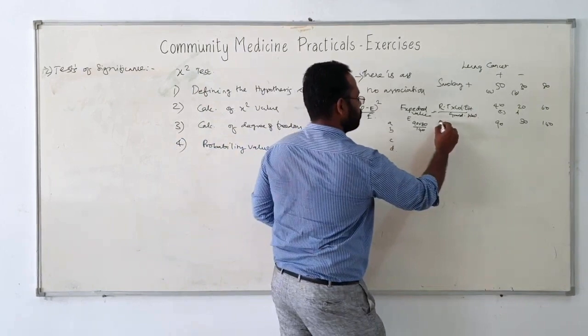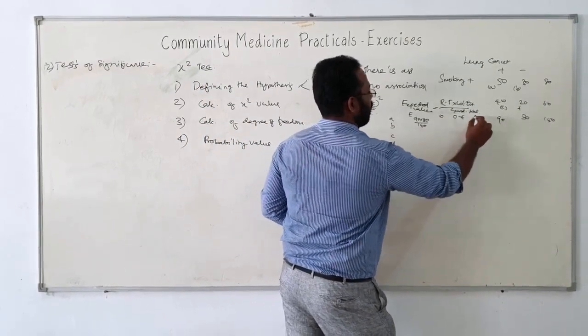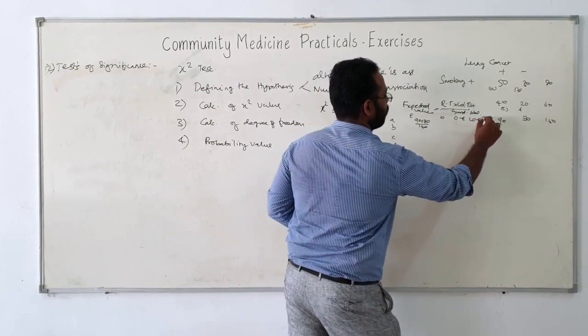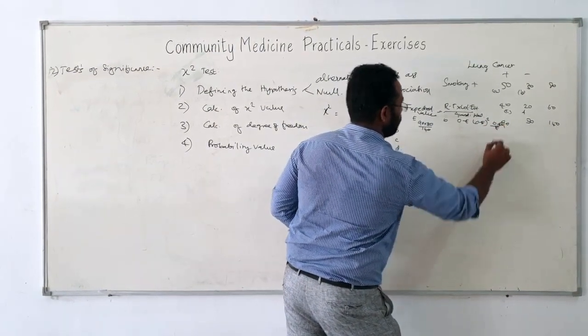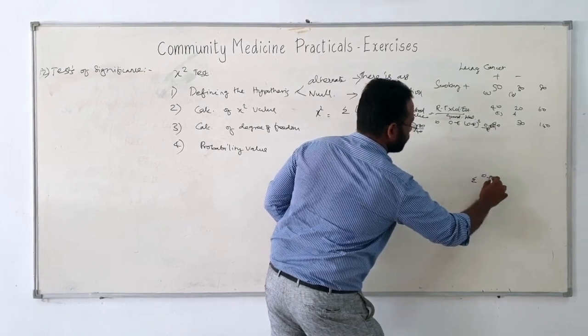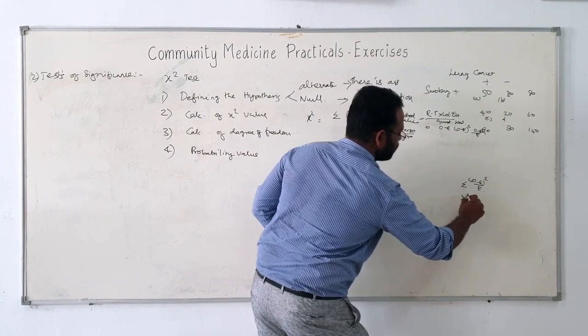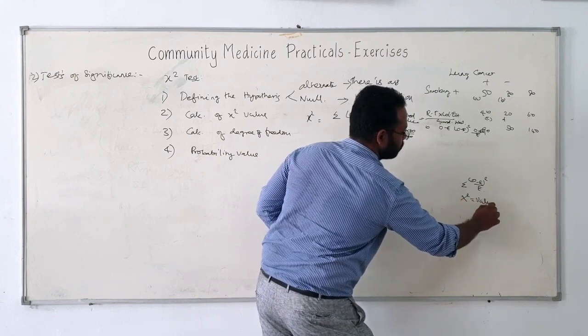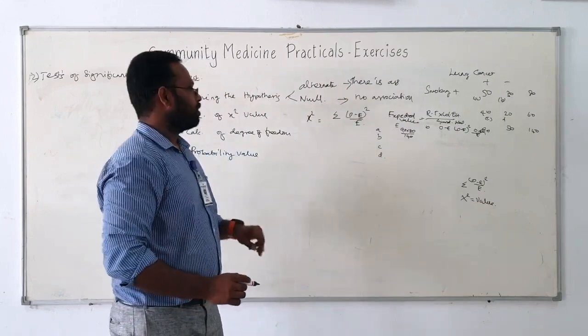Then we have to put the observed value. Then observed minus expected. Observed minus expected the whole square. Then observed minus expected the whole square divided by E. Sum of observed minus expected whole square divided by E. This value is called your chi-square value. This is the second step in chi-square test.